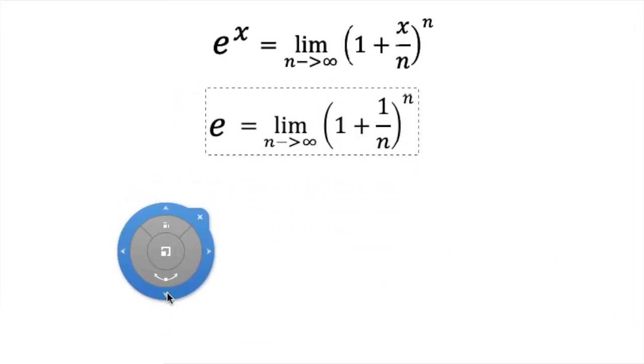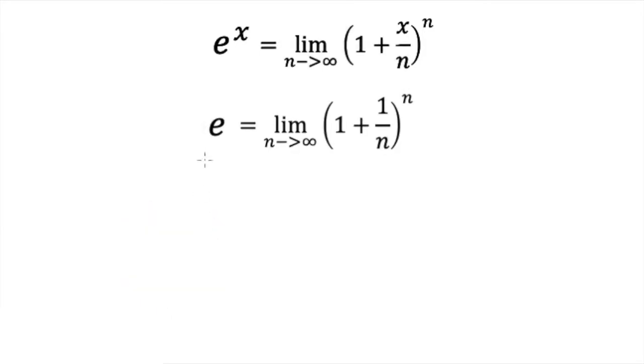This is the limit definition of e discovered by Jacob Bernoulli, a long time ago, that e is the limit as n goes to infinity of 1 plus 1 over n to the power of n. I've got a video on this if you want to check that out. I got the link up top and also in the description here.